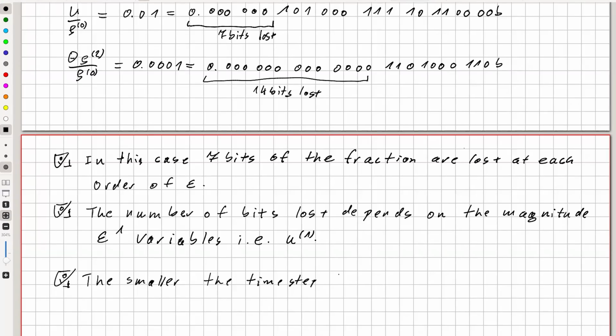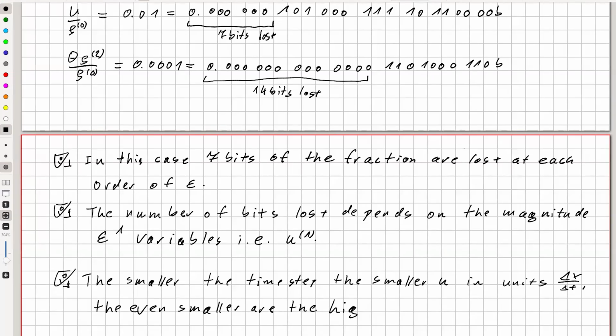So the smaller the time step, the smaller is U when it's delta x by delta t. The even smaller are the higher moments, like pressure and stress.